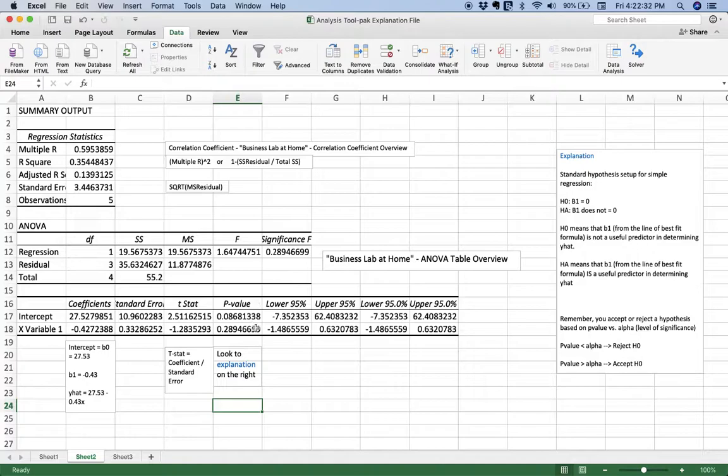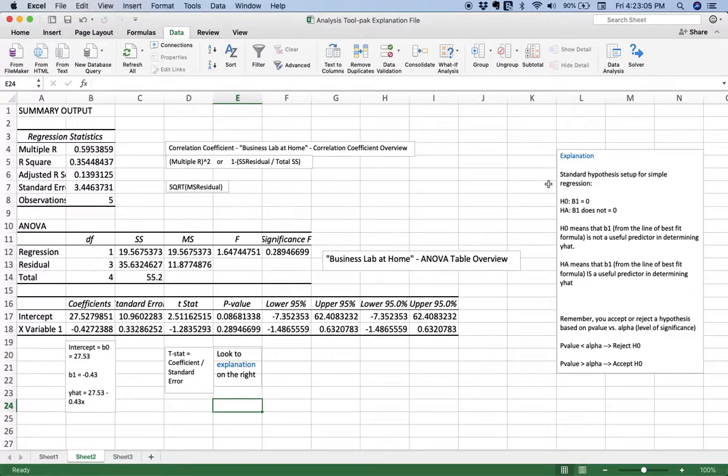As far as your p-values are concerned, let's look at the explanation on the right over here to analyze that. One important thing to note is that the standard hypothesis setup for simple regression is as follows. H0, your null hypothesis, is that B1 equals 0, and HA, your alternative hypothesis, is that B1 does not equal 0. So here's what that means. It's important to first interpret what each of those mean so that once you accept or reject them, you know how that correlates to the real purpose of what's going on in the problem.